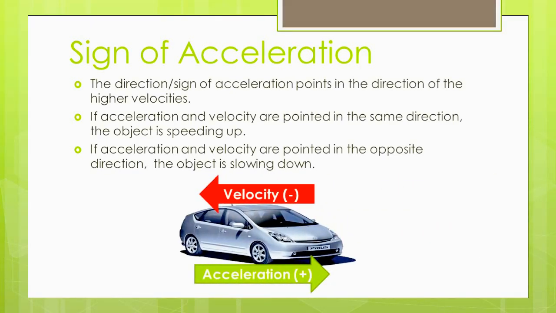The last car is coming to a stop. It's moving backwards, but all of its fastest velocities are ahead of it. So, because velocity and acceleration are pointing opposite directions, this car is coming to a stop or slowing down.